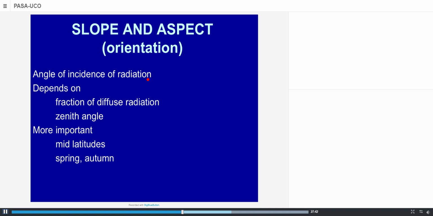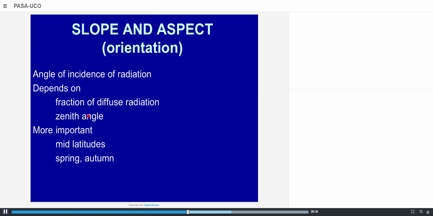The efficiency of the slope and aspect to determine soil heating depends on the fraction of diffused radiation and on the zenith angle. If the fraction of diffused radiation is low, then the slope and aspect has very little effect on soil heating. Why? Because radiation is coming from all the sky, all directions, excuse me. It also depends on the zenith angle. If the zenith angle is very small, in other words, if we have the sun on top of our location, if the soil is oriented to the south or to the north, it doesn't matter.